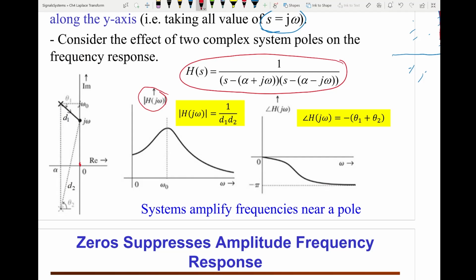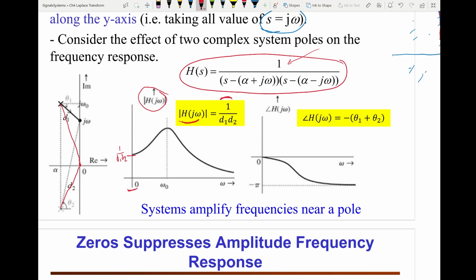The system response is the multiplication of the distances between the zeros and the frequency of interest. We don't have any zeros in this system, no zeros, so that will be just 1, divided by the product of the distances between the poles and the frequency of interest, D1 and D2. So for DC, this will be D2 and this is D1. And the magnitude for DC will be 1 over D1 times D2.